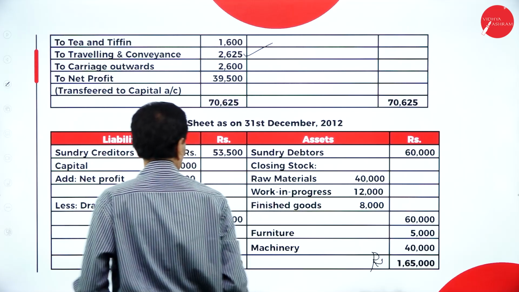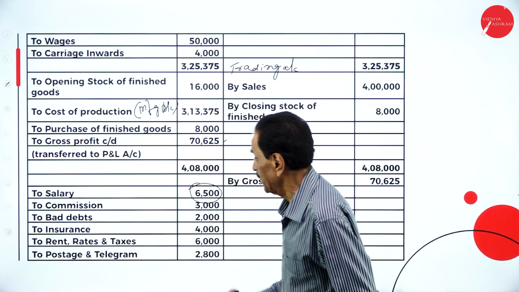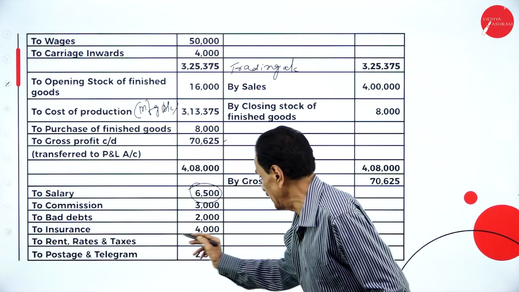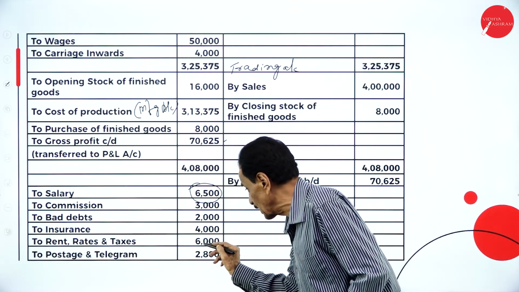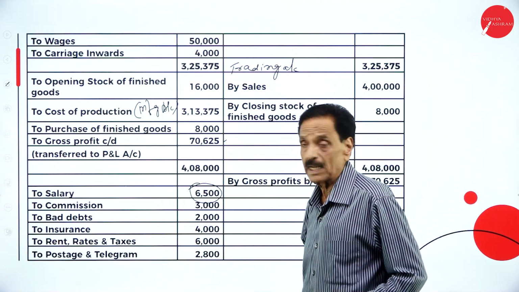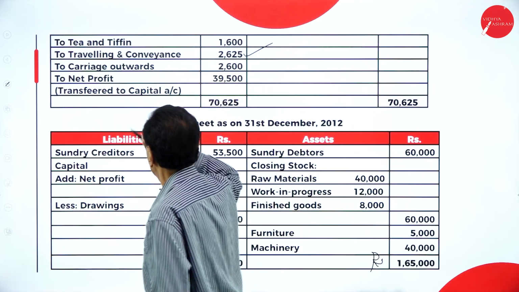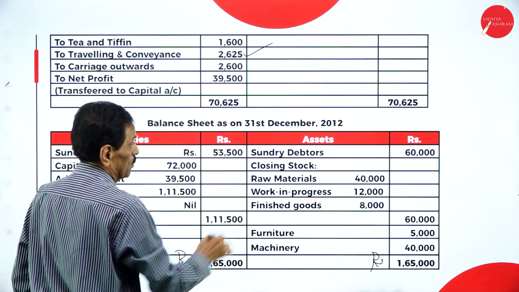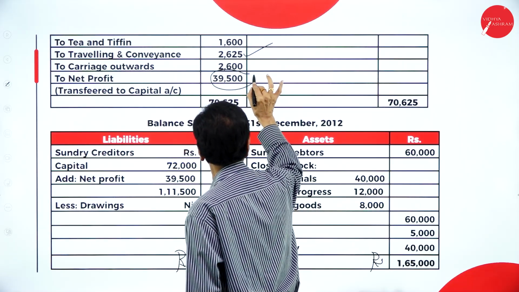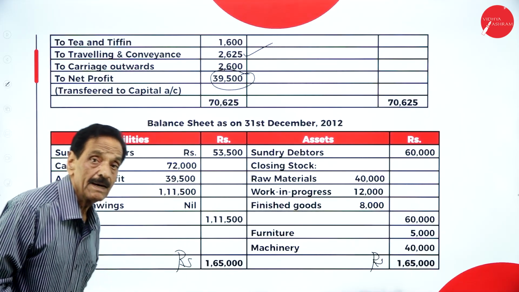So we bifurcate again. Gross profit, salary 6,500, commission paid 3,000, insurance 2,000, rent and taxes out of 12,000, 6,000 comes here, 6,000 goes to profit and loss account. Post and telegram is an expenditure. Tea and tiffin is an expenditure. Traveling is an expenditure. Carriage outward. So totally 70,625. The difference, net profit, is 39,500. Go to balance sheet now.